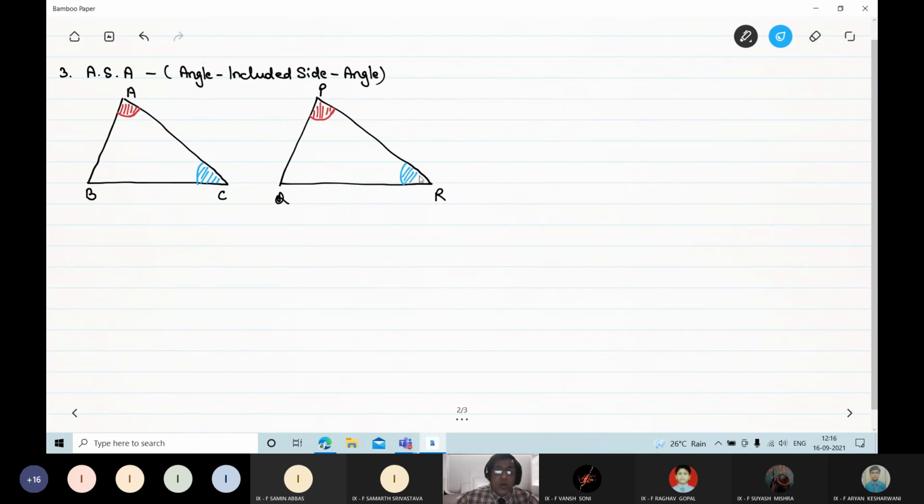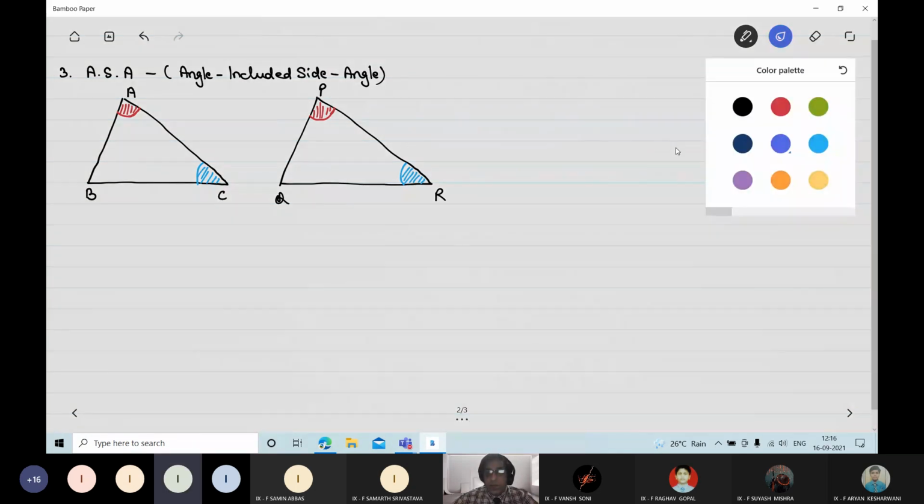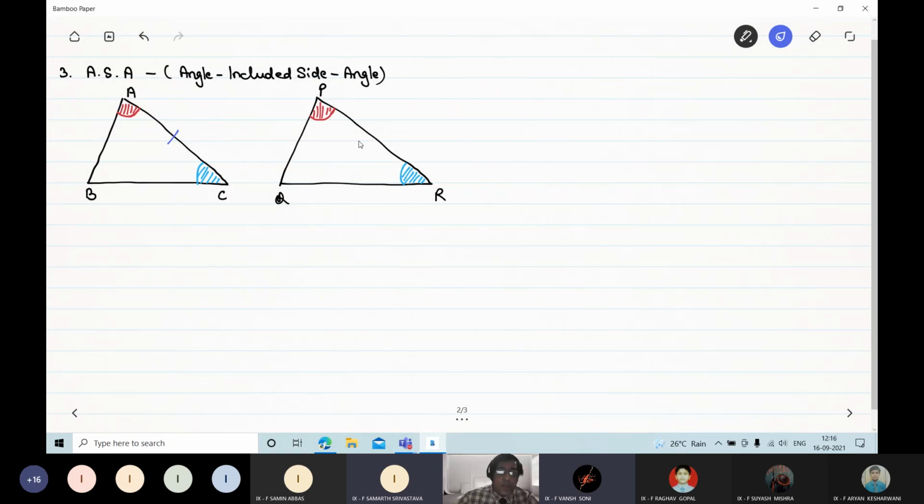So which is the included side in the first triangle, children? Sir, AC. And in the second triangle, PR. B and Q are vertices, and I'm talking about the side. The included side is AC, and here the included side is PR. So therefore, we say if this is the situation, then the two triangles are congruent by angle included side angle axiom.